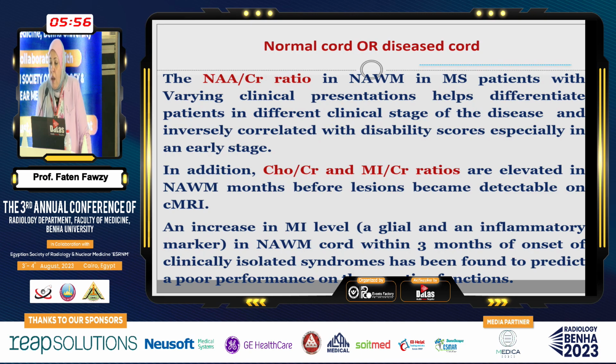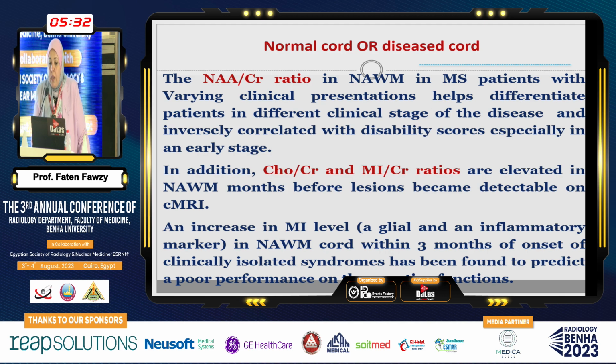Look for the N-acetyl aspartate/creatine ratio in the normally appearing cord, either the white matter or the gray matter. The N-acetyl aspartate/creatine ratio in MS patients' normal cord, with variable clinical presentation, helps to differentiate the clinical stage of the disease, and is inversely correlated with disability scores, especially in early stages.